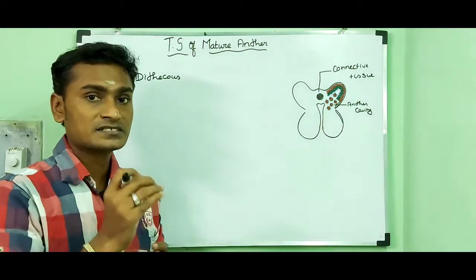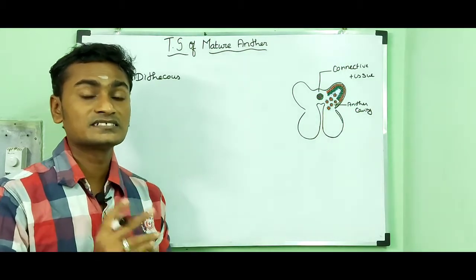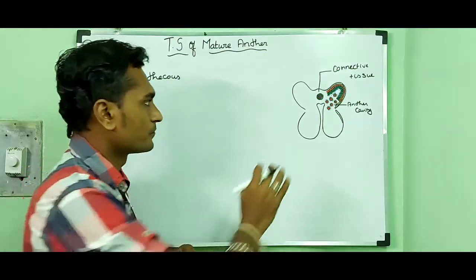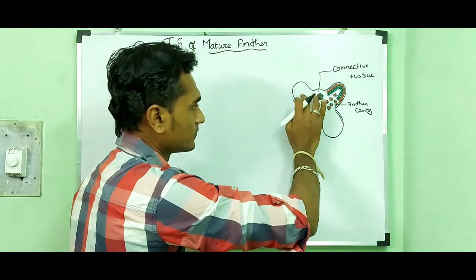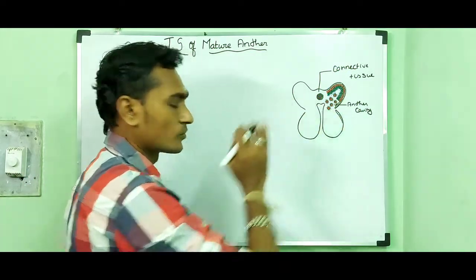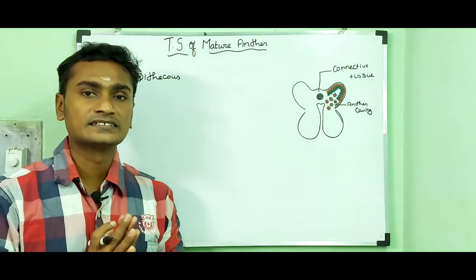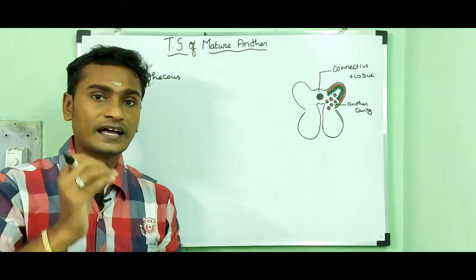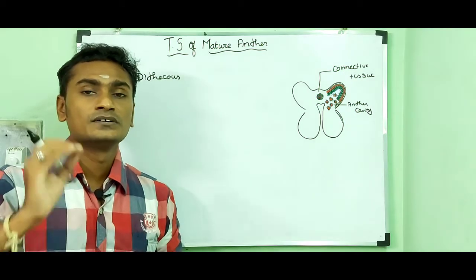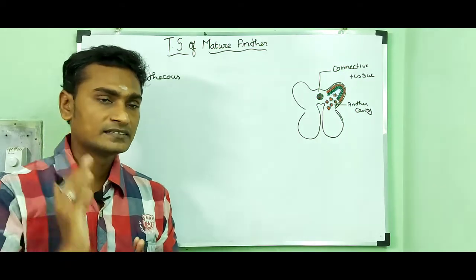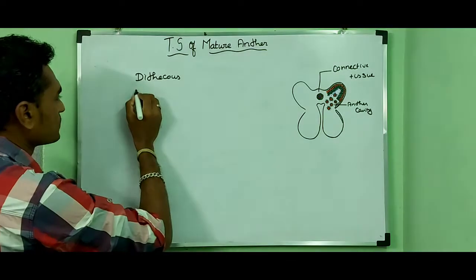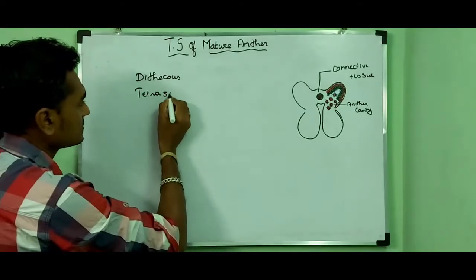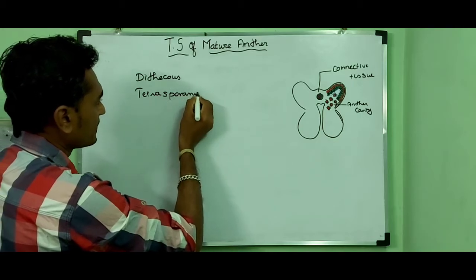Then this dithecous anther contains 4 sporangia. One sporangia, 1, 2, 3, 4. So a dithecous anther contains 4 sporangia. So a typical anther consists of 4 sporangia and an anther is said to be tetrasporangiate.